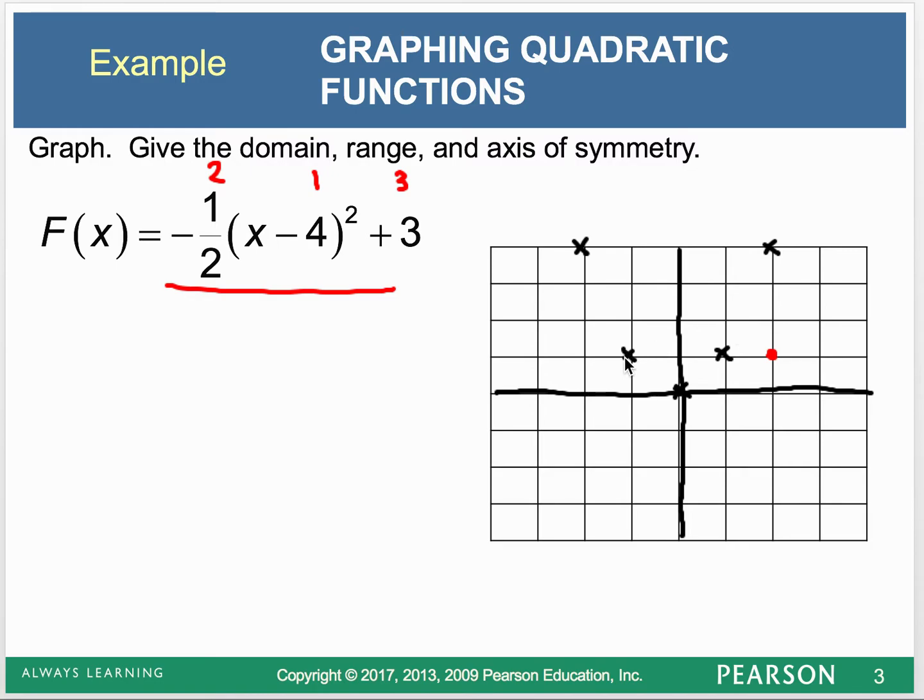Okay, same thing here. I'm going to go right 4. 1, 2, 3, 4. My y value is 1. So 1 times -1/2 is -1/2. And then up 3. So 1, 2, 3. Okay. I'm going to go right 4. 1, 2, 3, 4. Okay. -1/2 times 0 is still 0. So up 3. 1, 2, 3.